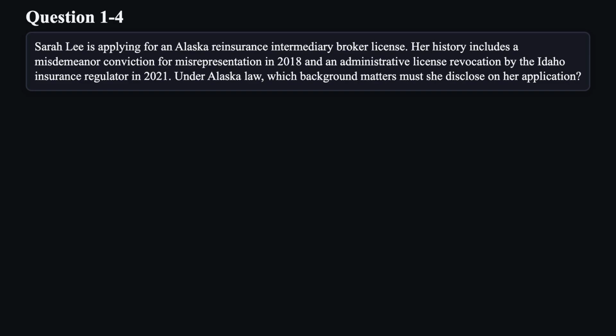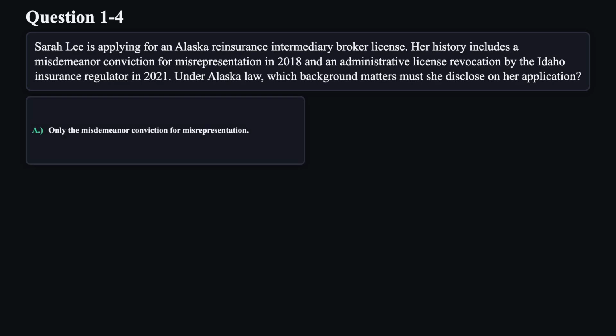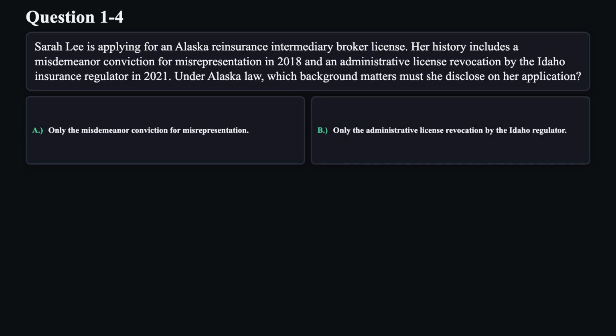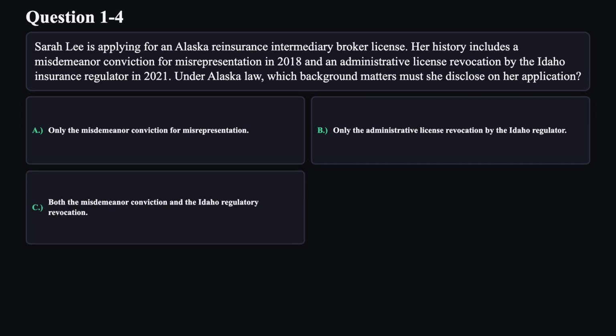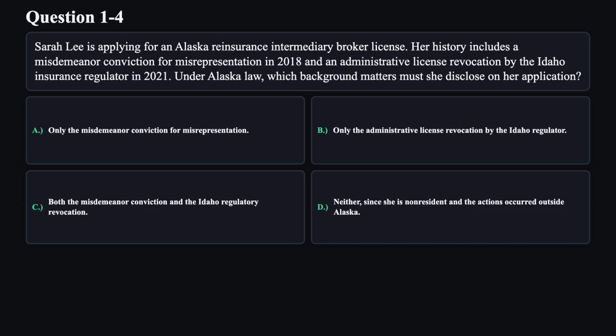Question 4. Sarah Lee is applying for an Alaska Reinsurance Intermediary broker license. Her history includes a misdemeanor conviction for misrepresentation in 2018 and an administrative license revocation by the Idaho insurance regulator in 2021. Under Alaska law, which background matters must she disclose on her application? A. Only the misdemeanor conviction for misrepresentation. B. Only the administrative license revocation by the Idaho regulator. C. Both the misdemeanor conviction and the Idaho regulatory revocation. D. Neither, since she is non-resident and the actions occurred outside Alaska.